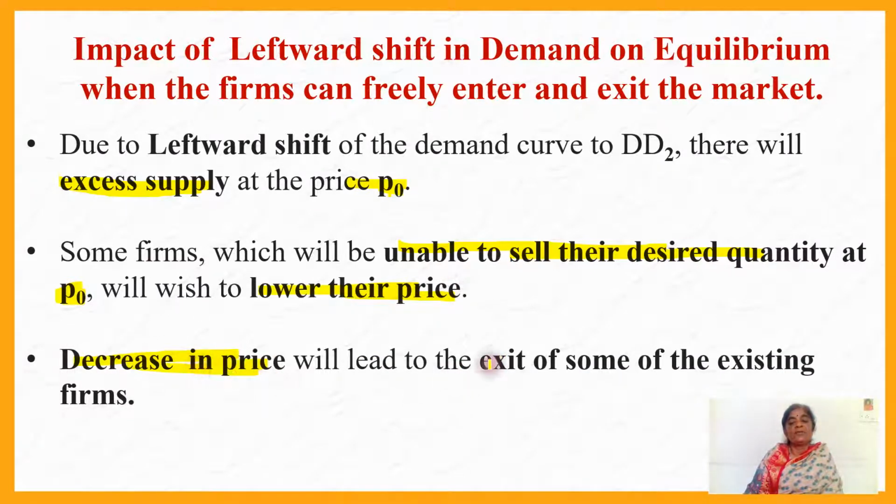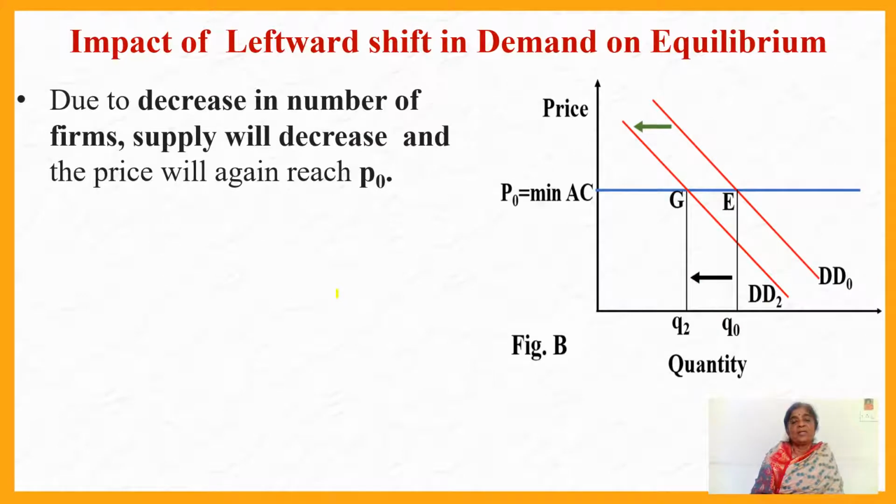Therefore, what will happen? Some firms will exit the market because of the loss, because of the decline in P0, because of the lower price. Therefore, what will happen? You can explain here, because of this leftward shifted demand curve. Therefore, what will happen? Because of the shift, there will be a loss.